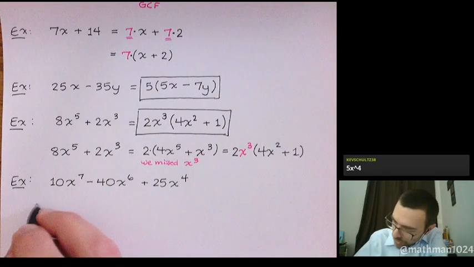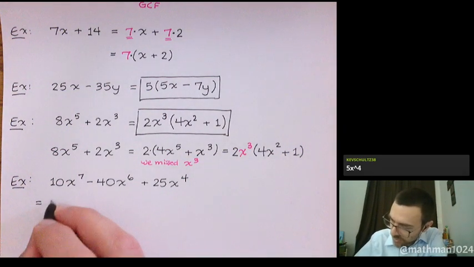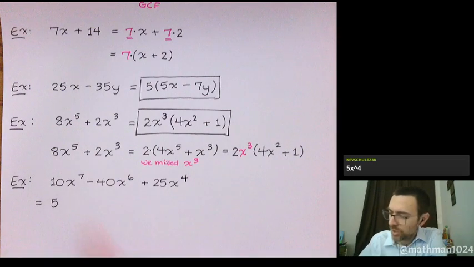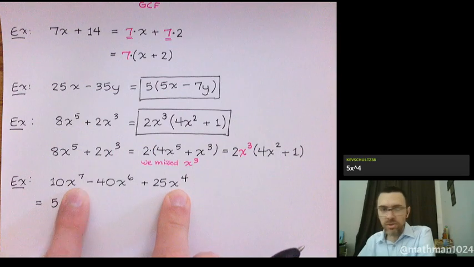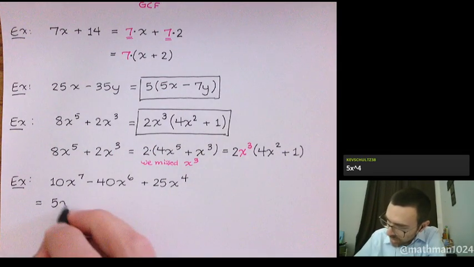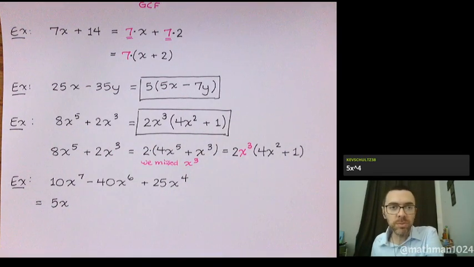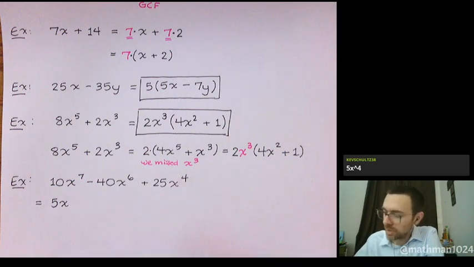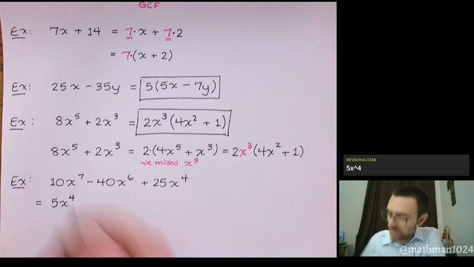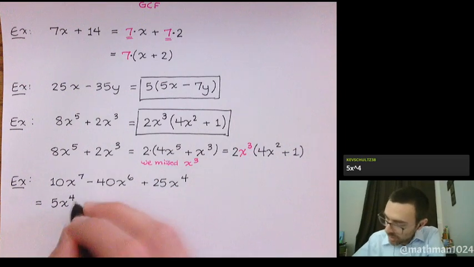The common factor for just the coefficients is 5, and then when we turn our eyes to the variable components, these guys all have x, so there is something they have in common, and the most amount of factors that you can pull out is going to be limited by the smallest number that you see here, which is x to the 4th. So I can take out 5x to the 4th, and that's going to be it.